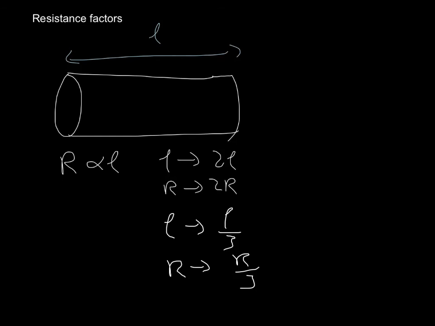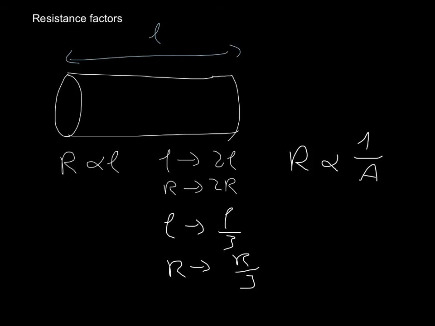However, there's another factor that affects resistance, and that's the area. The idea is that if I have a very wide area, there's many ways for the coulombs to travel around my cable. So I'm actually making it easier for coulombs to get through. Therefore, having a bigger area actually decreases resistance. So the resistance is really proportional, not to the area, but to 1 over the area.